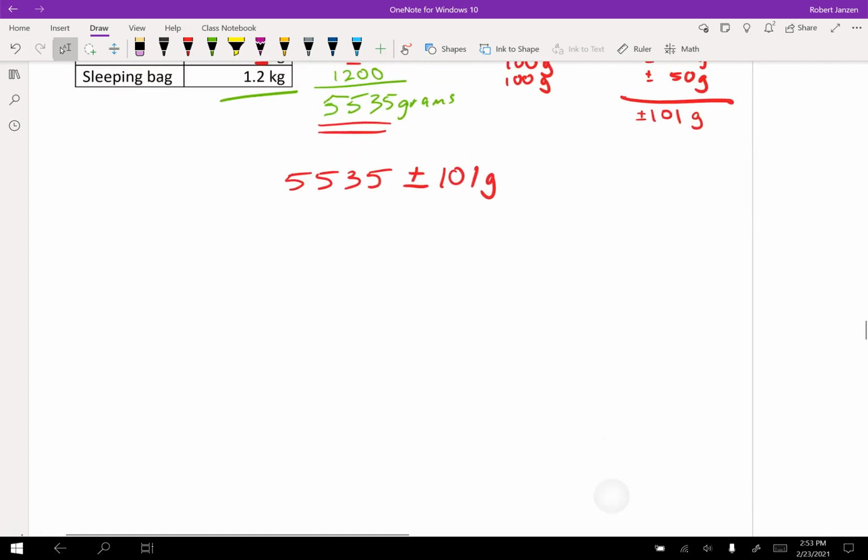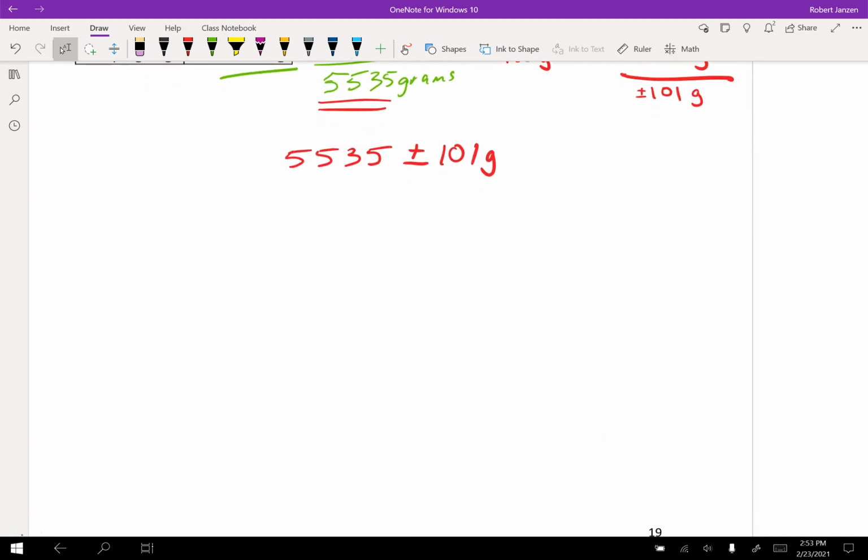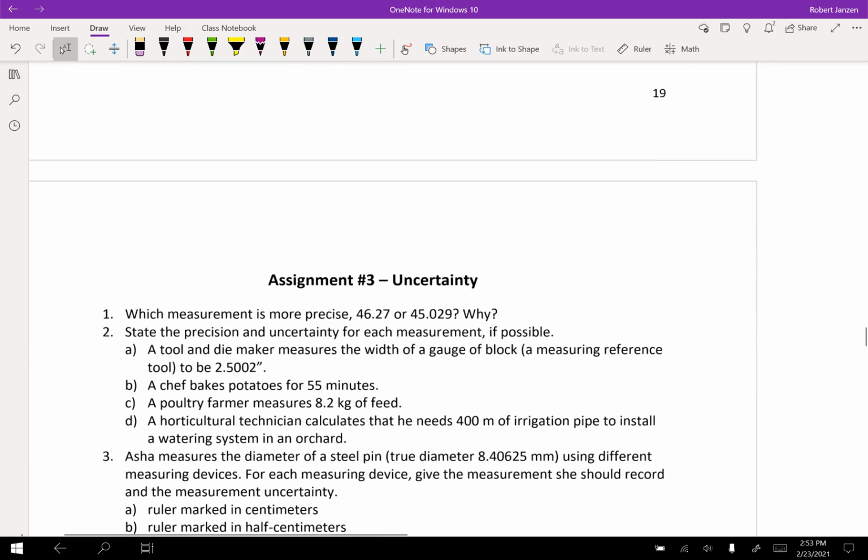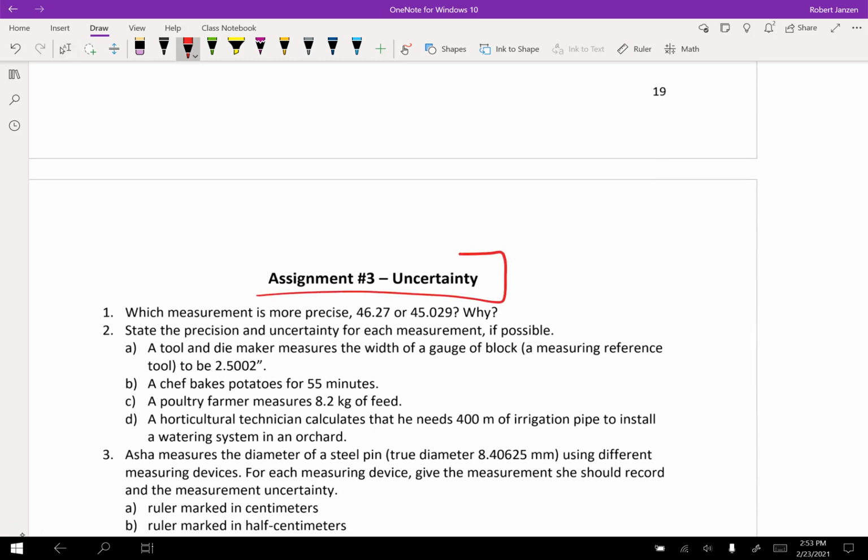So, this might be a bit of a strange lesson to you. I don't know if you have ever measured with precision like that. I know I never do. Okay, so it definitely will be something to get used to. I would like you to try the homework, and we will discuss it in class.